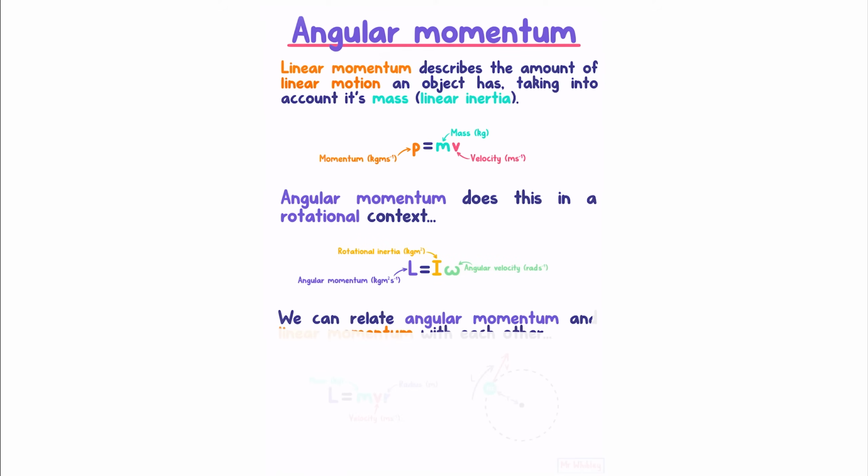We can relate angular momentum and linear momentum with each other, considering the scenario with a mass with a particular velocity, traveling in a circle of particular radius. Its angular momentum is given by mvr. Or if you wanted to substitute in for linear momentum, we could write this as pr.